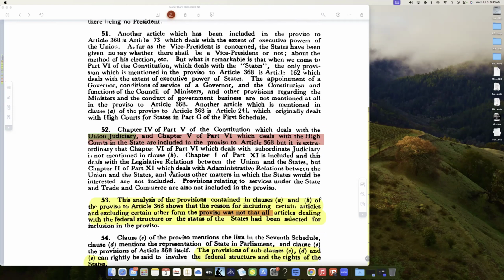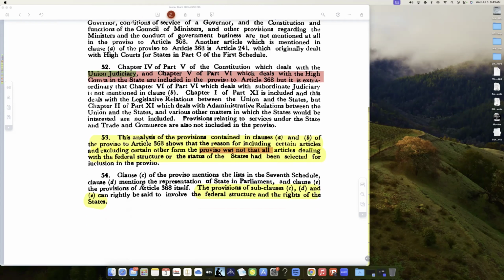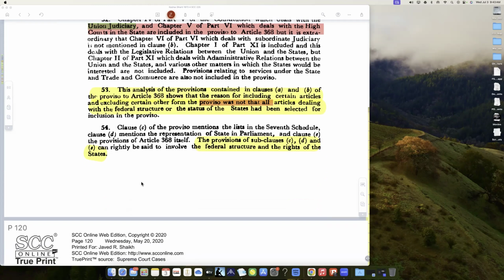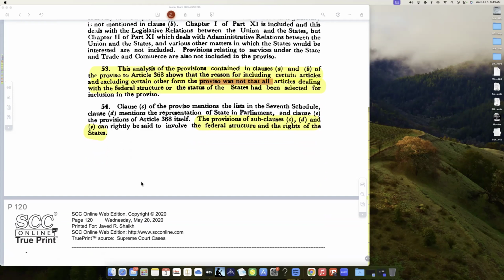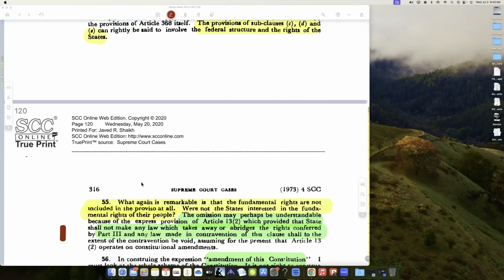that union judiciary and high courts are included. In Article 368, 53 says that the analysis of provision A and B, that is the President and Union Judiciary. The proviso to Article 368 shows that the reasons for including certain articles and excluding certain others from the proviso was not that all articles dealing with federal structure or status of states have been selected. So the 368 proviso does not necessarily include only subjects which touch the federal structure. There are other articles provided in proviso A and B which have been selected. Clause C of the proviso mentions the list of the seventh schedule, and D mentions representation of states in parliament. If these two are to be altered, you'll seek ratification. So clauses C, D, and E can rightly be said to involve federal structure and the rights of states.